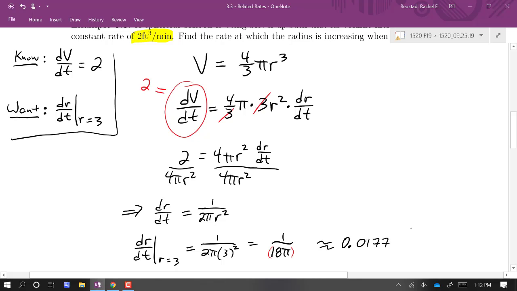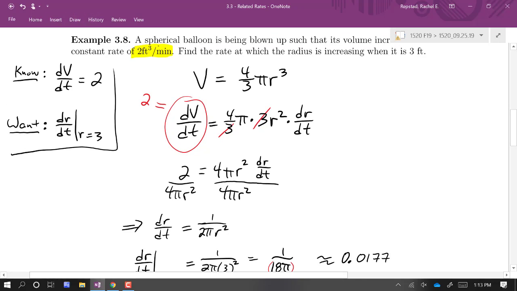What would the units be? Meters per minute? Close. No, it is linear units. It's just that those are feet. So look at the volume units. Yeah, just regular feet per minute.